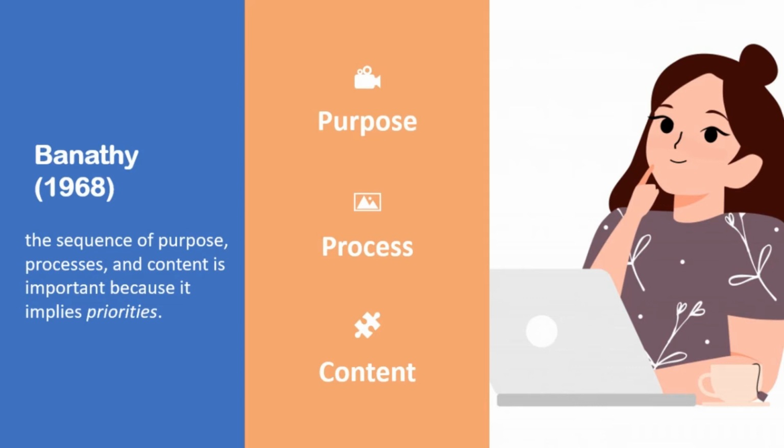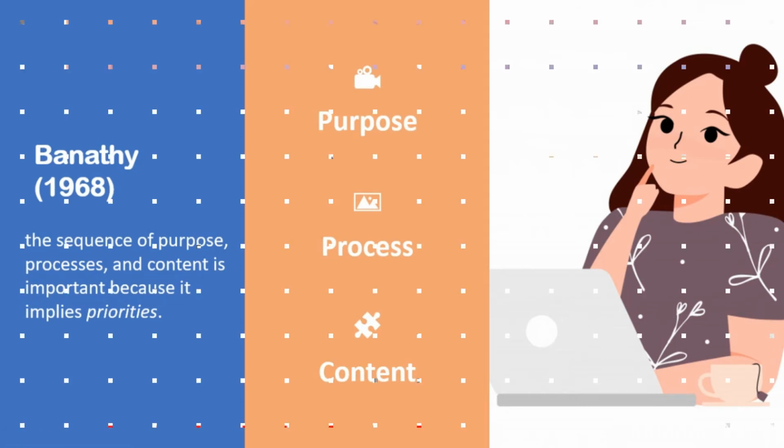In other words, Banathy writes that systems have three components. The first one is purpose, which refers to what has to be done. The second one is process, which refers to the operations and functions that are engaged to accomplish the purpose. And the last one is content, which refers to the parts that comprise the system.